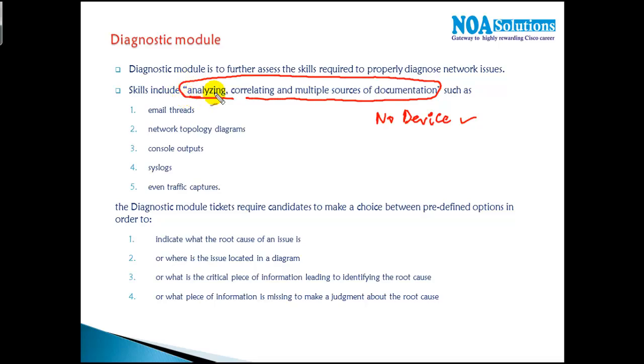So in the diagnostic section, you are tested on the skills of analyzing and correlating multiple sources of documentation, such as email threads, network topology diagrams, console outputs, syslog messages, and even packet captures. These are the different source outputs which will be given to you, and based on those screenshots or outputs, you need to figure out things like what is the root cause for the issue.